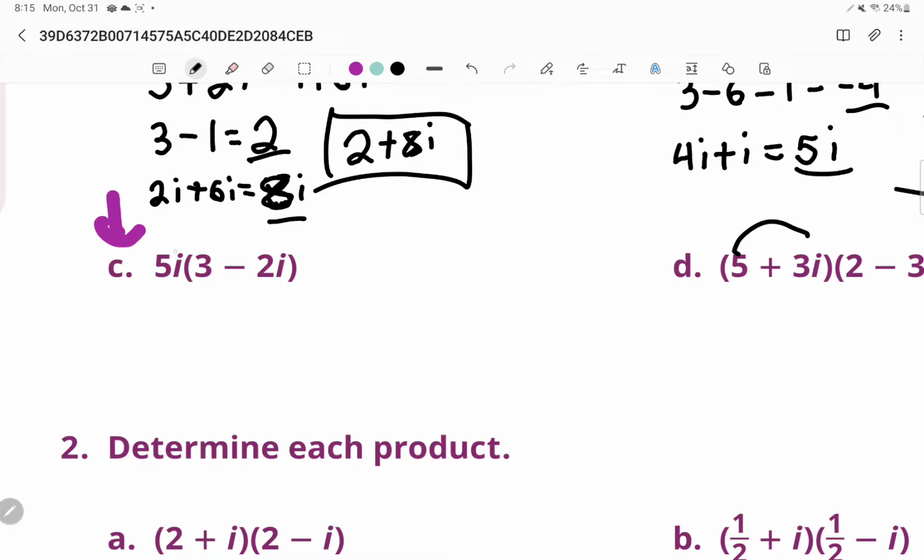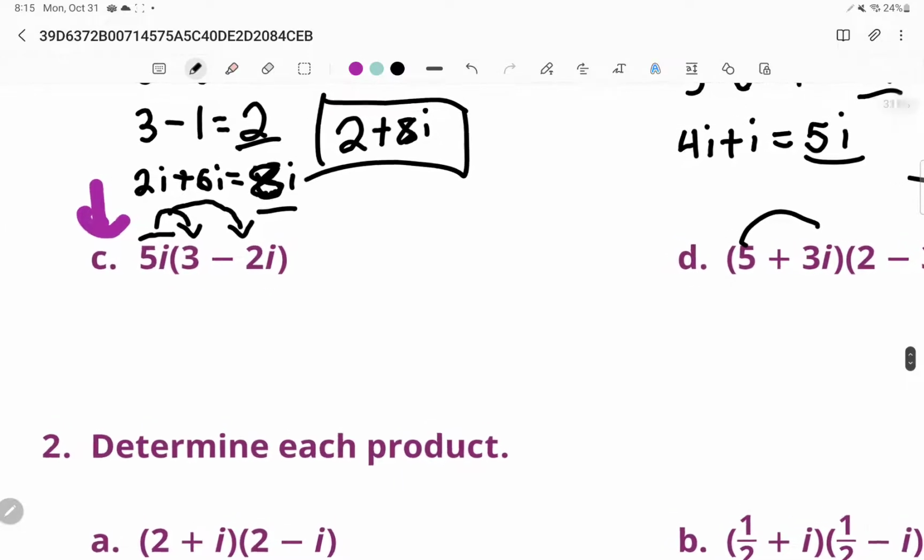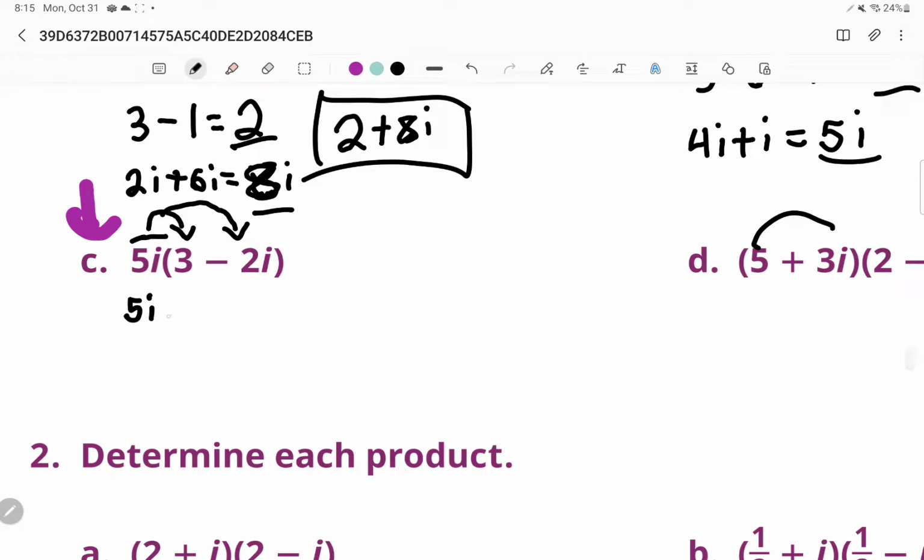Now, for this one, I'm going to have to get this 5i, and I'm going to distribute it to the 3 and the 2. Exactly the same thing that we did with the negative. We're going to multiply that to the 3 and the -2. So I'm going to write my problem. So I know I'm going to have 5i times +3. I almost made a mistake there. And then on the bottom, I'm going to have 5i times -2i. Okay, all I have to do at this point is just write my answer.